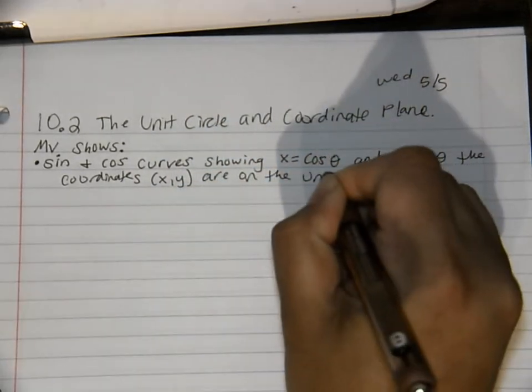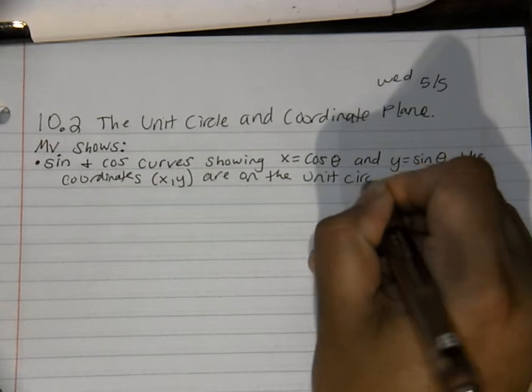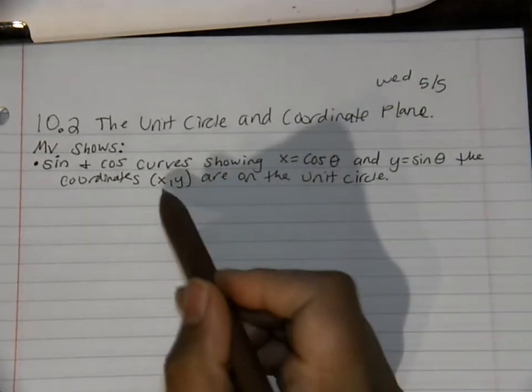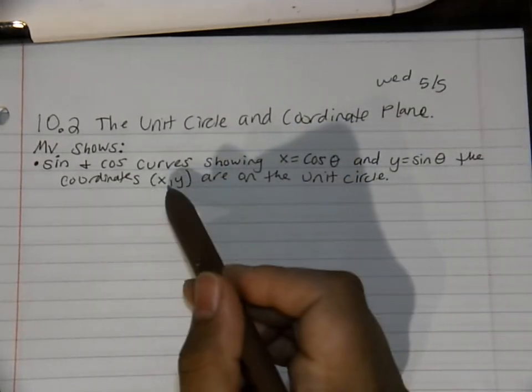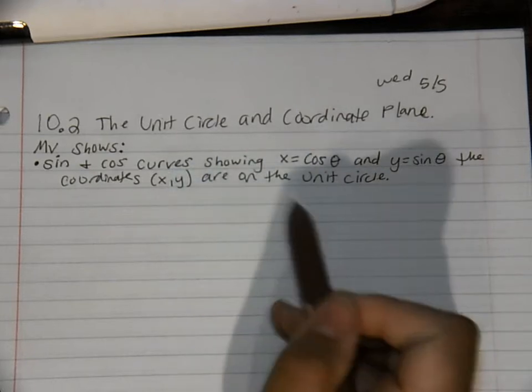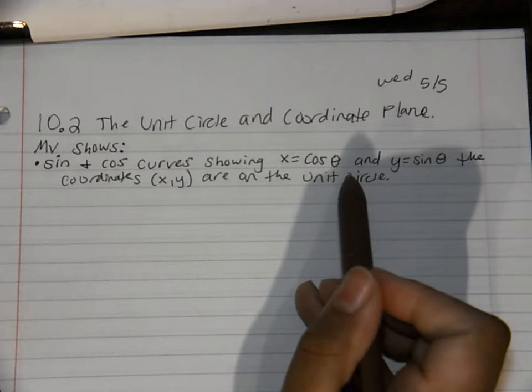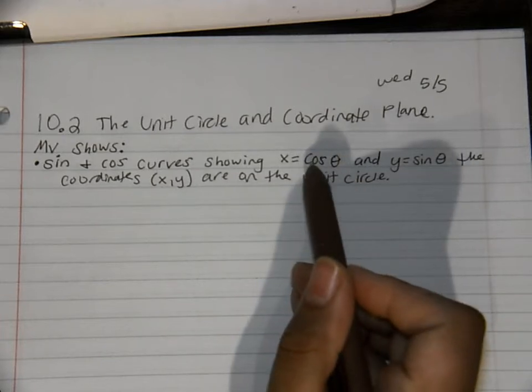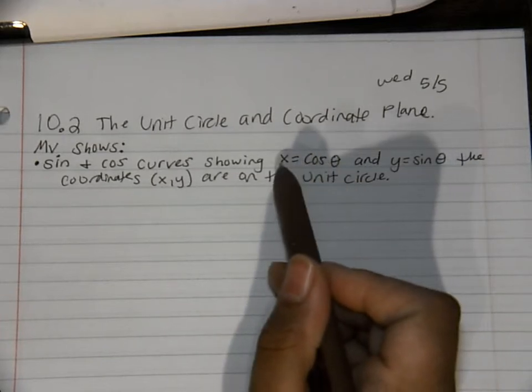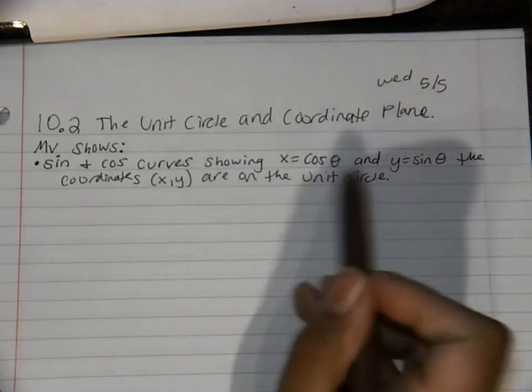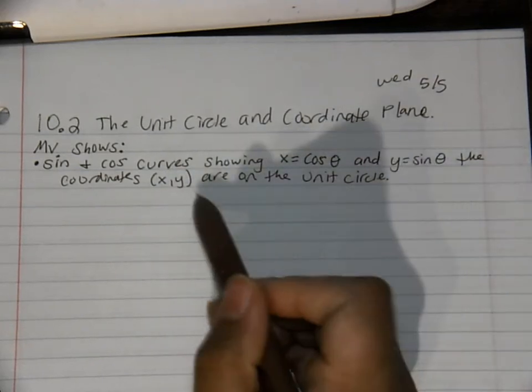So if you had a point on the unit circle, I'm just going to make a hypothetical point like 2, 5 or something like that. If that point was on the unit circle, the actual circle where the radius is 1, that's what the unit circle represents, then you would be able to find cosine of an angle and it would equal the x value, and sine of that same angle would equal the y value.